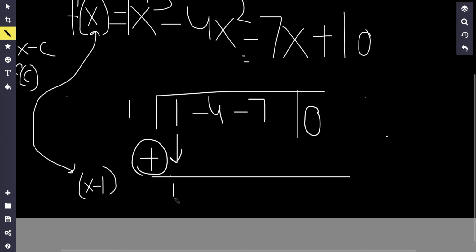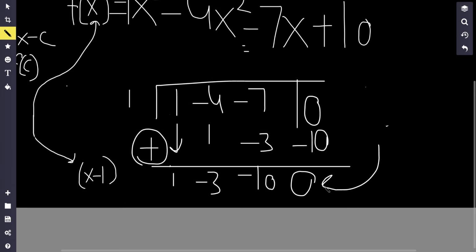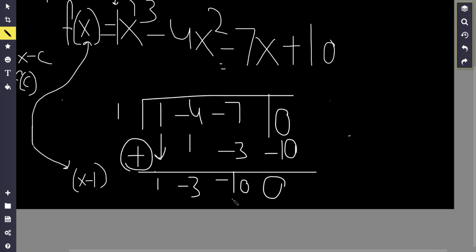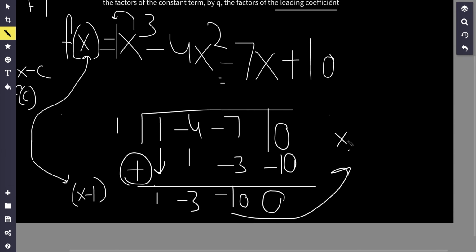So I'm going to bring down this 1, multiply. I'm going to add this up together. So I'm going to get -3, multiply. I'm going to get -10, multiply. And notice how I have a remainder of 0, which tells me that this is a factor of it. So everything's going well. So now I have x squared minus 3x minus 10.